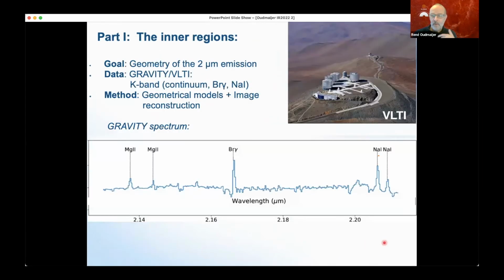And what we try to do is just to look a little bit at the inner parts and at the outer parts. And let me start with the inner regions. The object is really very bright, so perfectly suited for the VLTI. And we got some GRAVITY data a few years ago of this object. And let me first show the spectrum. We've got nice Brackett gamma emission, but also neutral sodium at 2.2 micron, the doublet, and singly ionized magnesium.